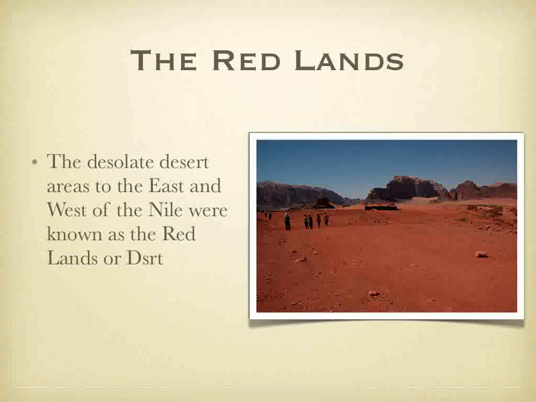Now the Redlands, on the other hand. Now this is the desert areas off to the east and west of the alluvial Nile floodplains. Whilst these areas didn't offer anything in terms of agriculture, they were rich in other resources such as minerals, particularly gold, and they also served as a protective barrier from outside invaders, such that the civilization was able to establish itself and flourish early on.